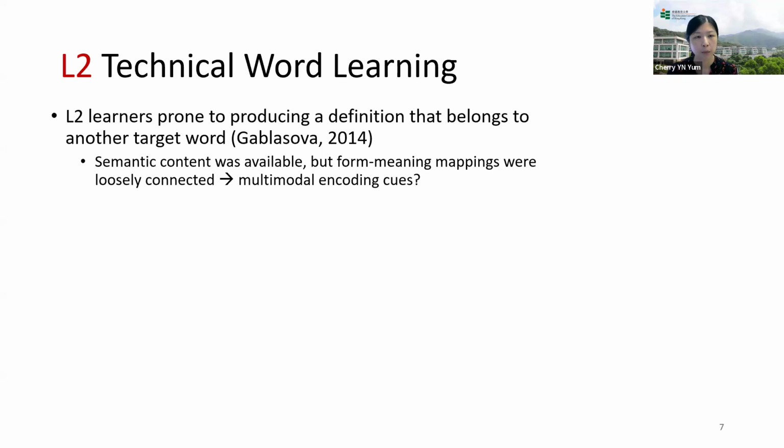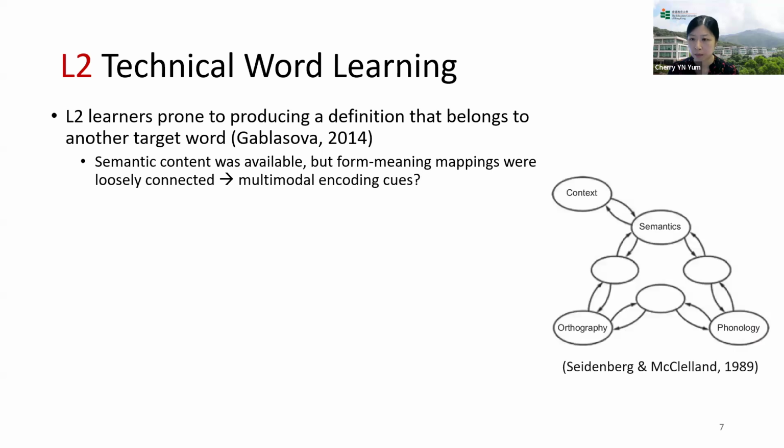Now, bringing these together, when we think about learning technical words, L2 learners are prone to producing certain errors. We know from this study, Gavlasova 2014, that they may produce a definition that belongs to another word that is similarly learned in that discipline. What it shows is that semantic content may be available, but form-meaning mappings are loosely connected in the learners. In the context of a model, we may think about the typical triangle model.